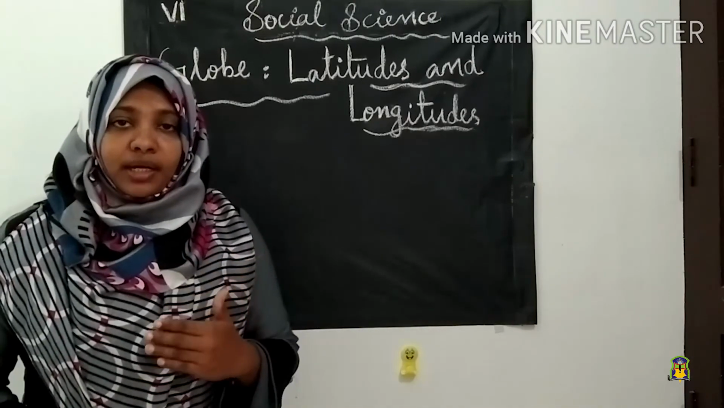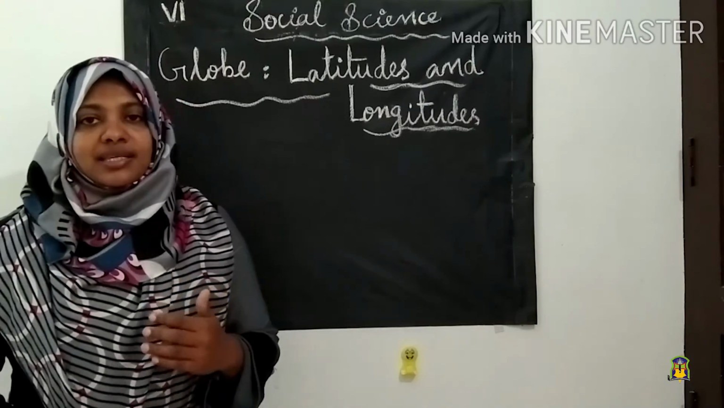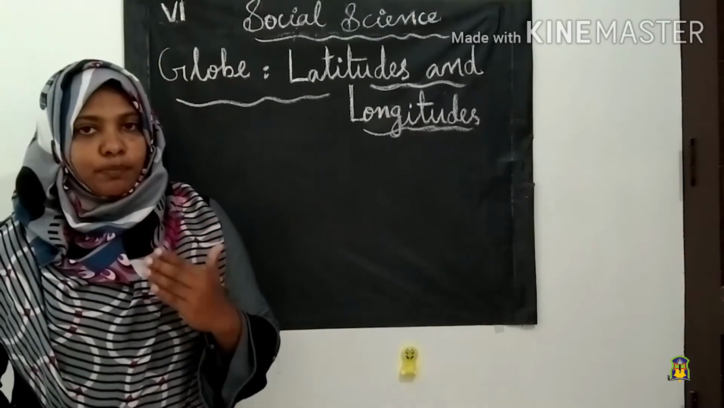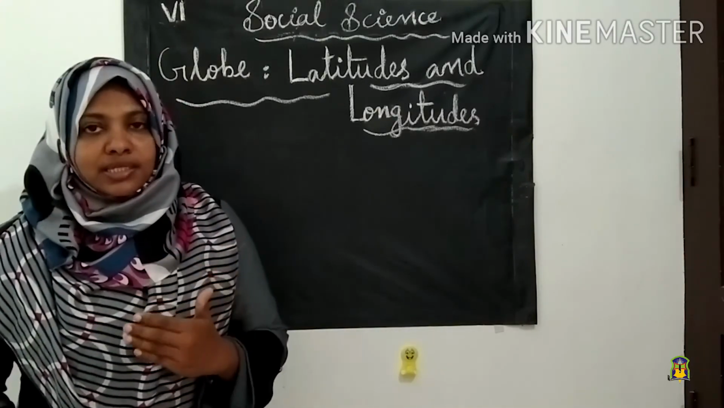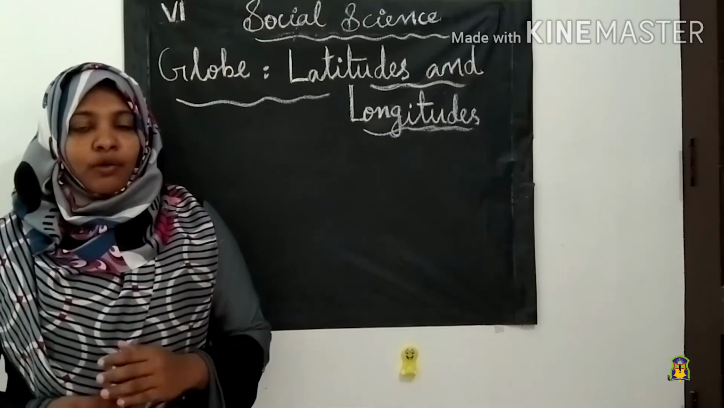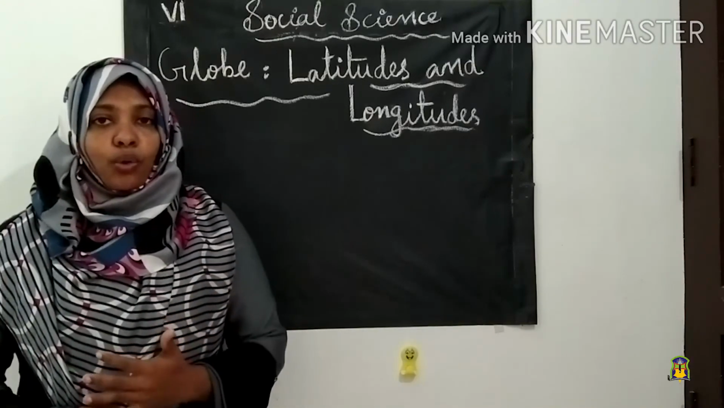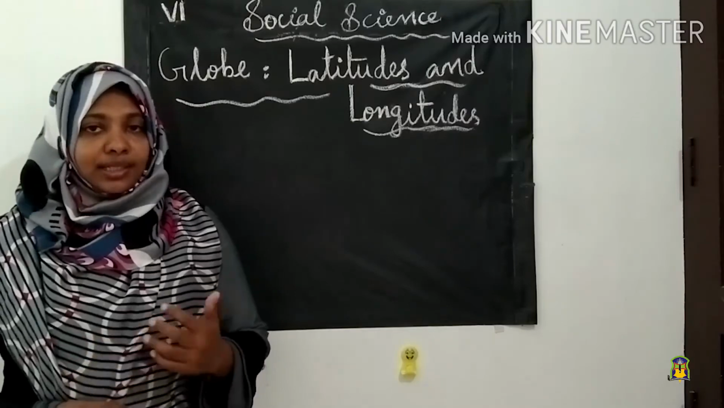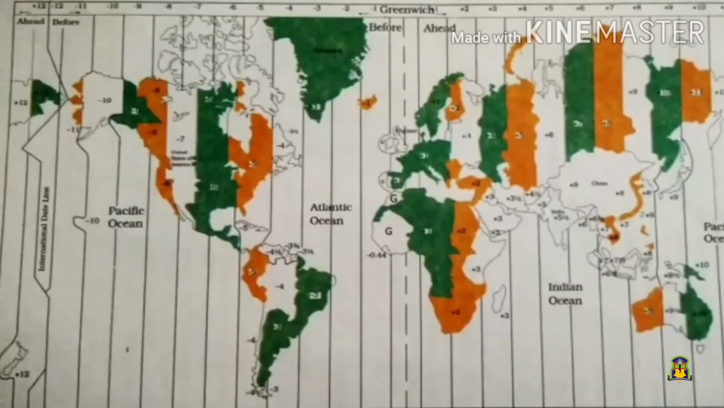When the prime meridian of Greenwich has the sun at the highest point, all places along this meridian will have midday or noon. Look at this map, children. As you can see, 0 degree longitude, that is at Greenwich. When you go to the left of the places, the time is less. That means before or behind the Greenwich, the time is less.